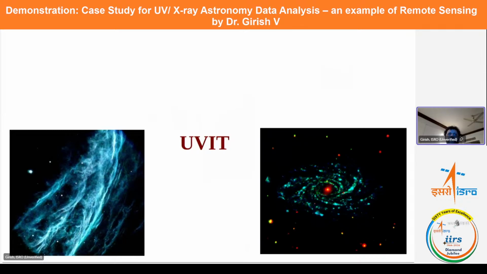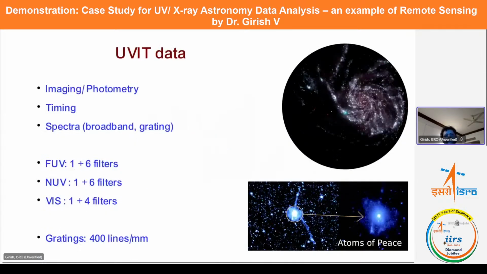So let's come to UVIT first. These are some of the pictures taken with UVIT. So, UVIT data, now I'm going to data and analysis and other things.